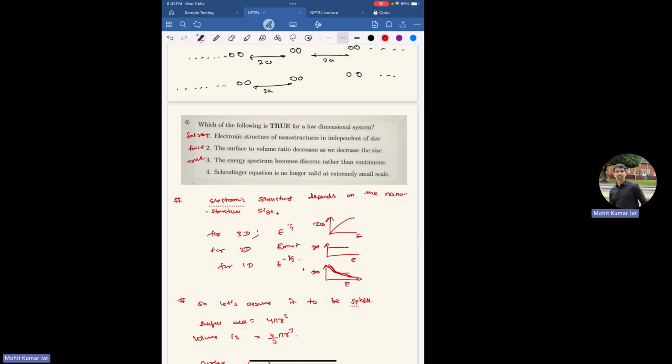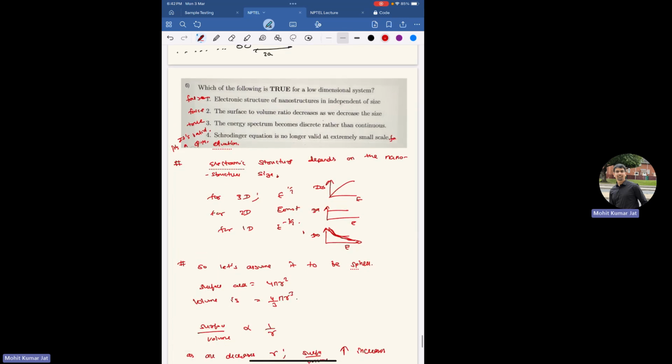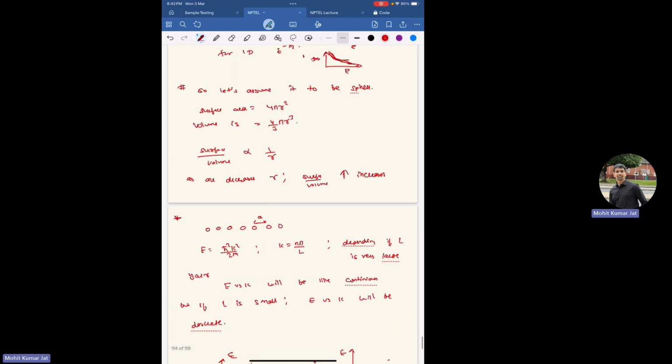Now, option number 4: Schrodinger equation is no longer valid at extremely small scale. No, it is valid. It is valid because it's a quantum mechanical equation. It is valid in all the regimes. So Schrodinger equation is always valid. So this is false. It's false. It's always valid.